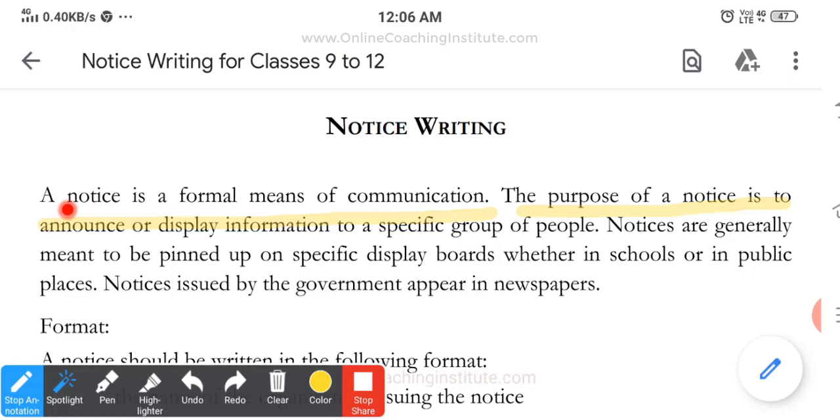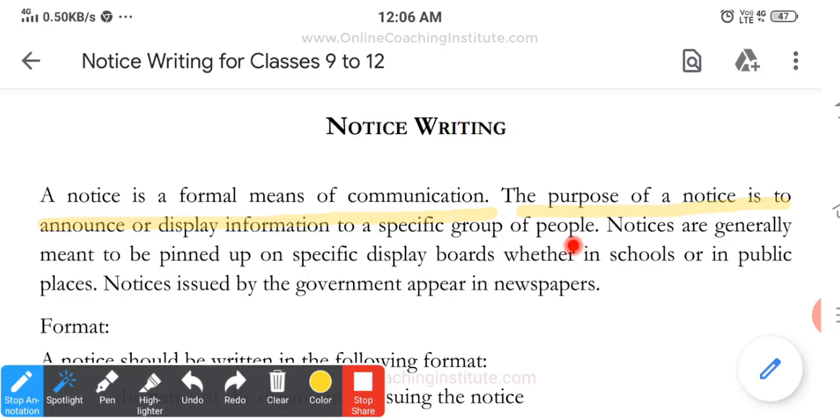It means you write a notice not for a single person. It is written for a group of persons, a group of people. So the purpose of a notice is to announce or display information to a specific group of people. Remember, what is the purpose of notice writing?